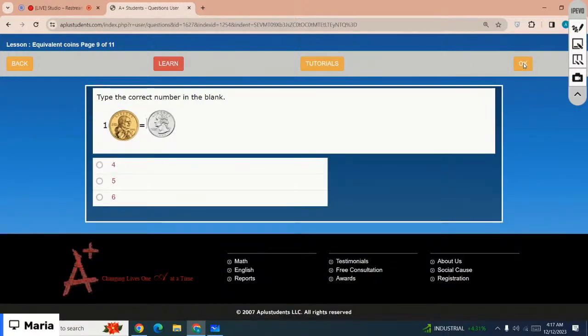Okay, the next one is $1 equals how many quarters? Which is the correct option? This is the quarter. So $1 equals how many quarters? Very good. $1 equals 4 quarters. The correct option is 4.